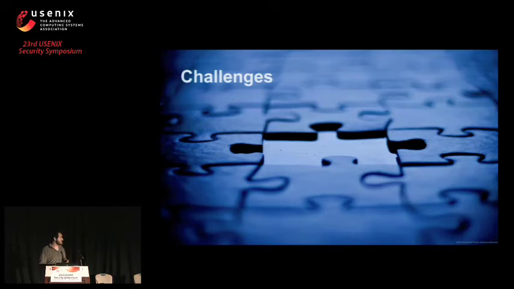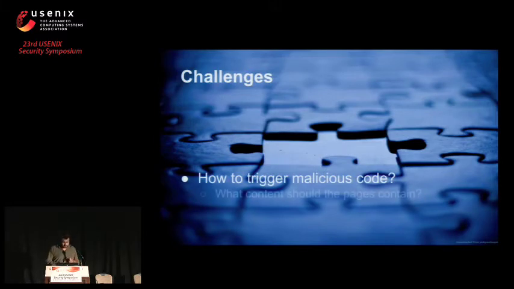There are several challenges in analyzing browser extensions. The most obvious one is that we don't have all the pieces of the puzzle. A browser extension is supposed to operate on a website. We do have the code of the extension, but we're missing the web pages that we should visit to trigger the behavior. So one of the challenges is how can we trigger malicious code in the browser extension?